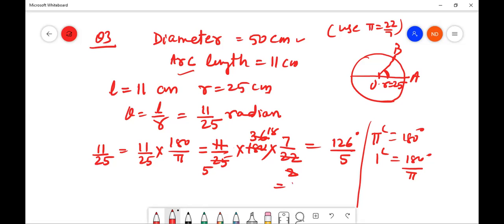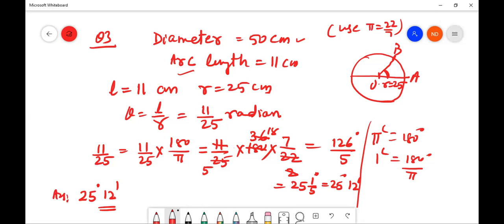25 and 1 by 5 degree. So 25 degree, 1 by 5 degree means 1 degree equal to 60 minutes. 1 by 5 degree equal to 12 minutes. Okay, so your answer is what? Degree measure of the angle is 25 degree 12 minutes. Okay, so this is the answer.